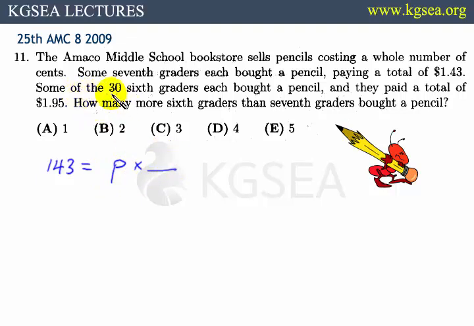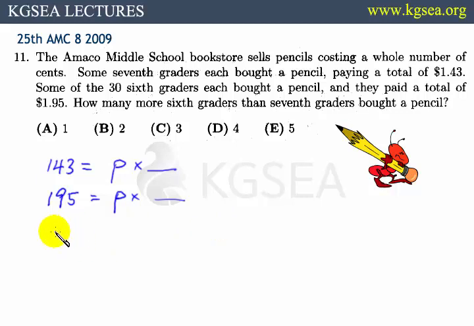And then some of the 36 6th graders each bought a pencil, and they paid 195 cents. So there was a pencil price times some number here. Now the pencil could have cost a penny, and then this would happen. But if the pencil cost, say, 10 cents, this would not happen. You will never get 143 cents by multiplying it. So what you have to realize is that the price of the pencil is a factor of these two numbers.